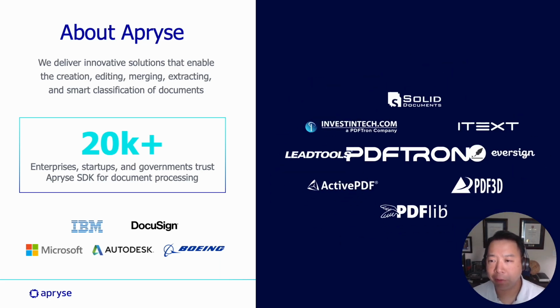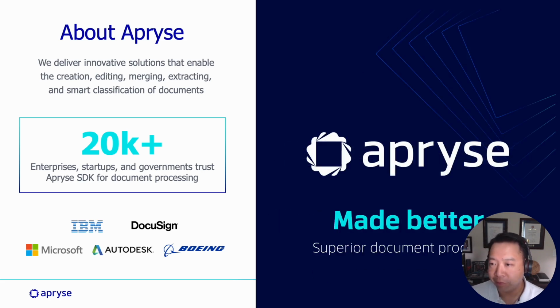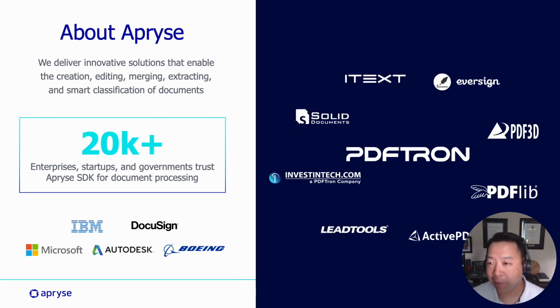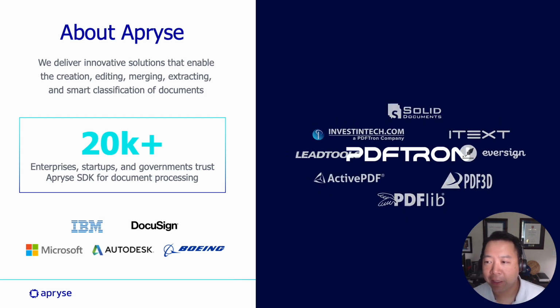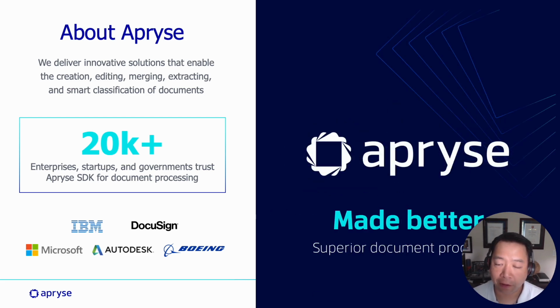Now, if you're not familiar with the Apryse brand, we're a large company comprised of many different smaller companies in the document processing space. We offer tools for web, server, mobile, desktop, and basically every platform that you can think of, as well as various low-code integrations such as Appian and Salesforce.